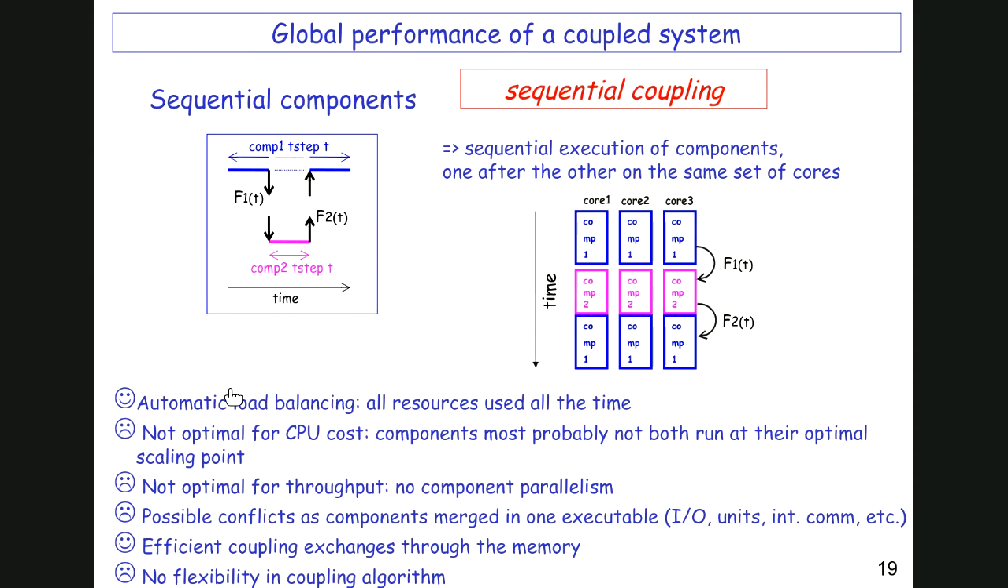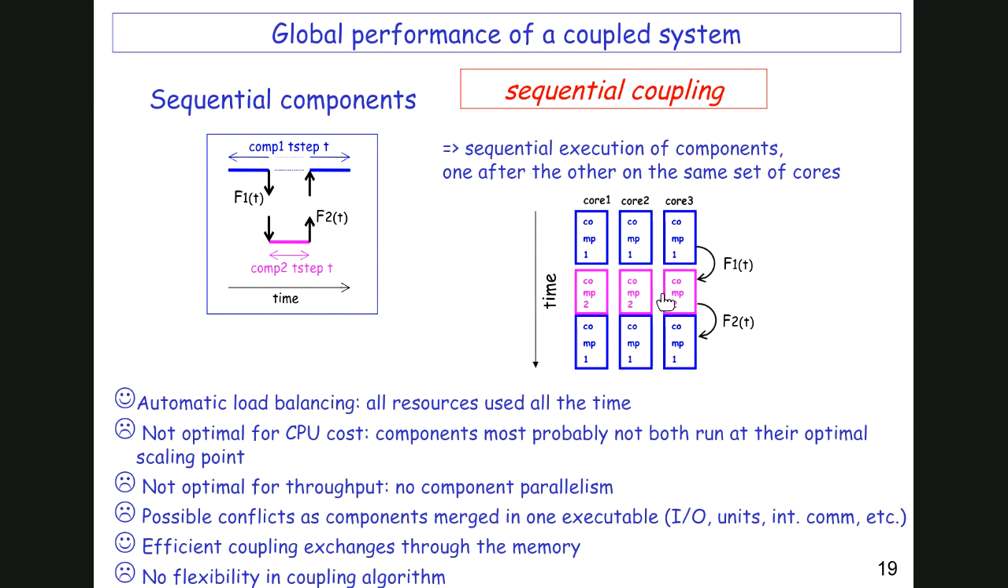And so the advantage of this configuration is that your system will automatically be load balanced, in the sense that all the resources will be used all the time, intrinsically, because you implement it like this. But it may not be optimal for the CPU cost, because when you do this, you force both components to run on the same number of cores, on the same number of processes. And that number may not be optimal for both components.